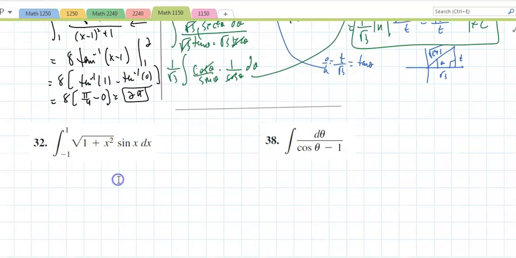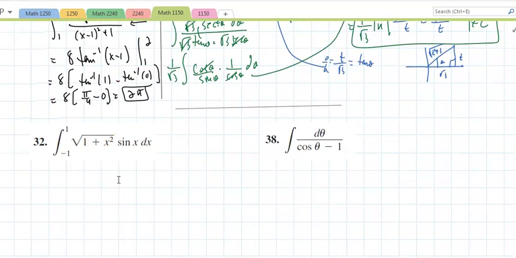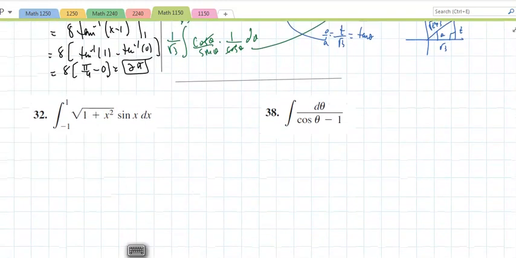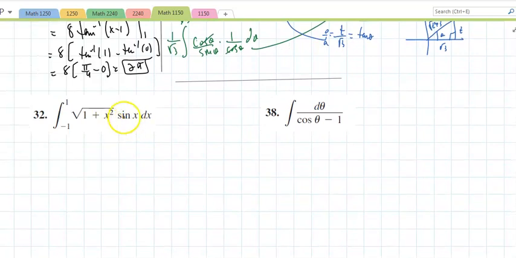Number 32 has a small trick. I look at number 32 and I notice that, you know what, nothing works. This doesn't match anything. I'm tempted to say let x equal tan of theta, but then do you see how that's going to be an inverse? That's a problem. But I notice this is from negative a to a.